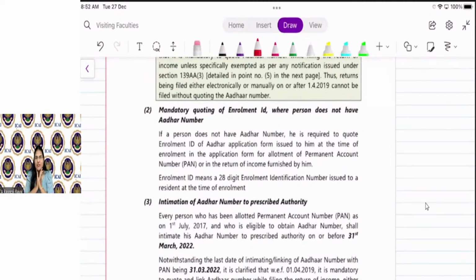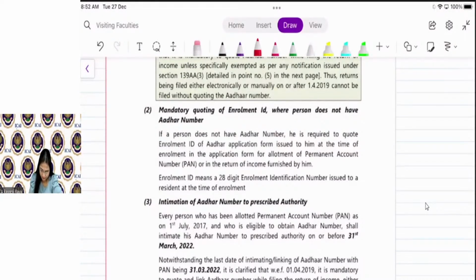Mandatory quoting of enrollment ID where a person does not have Aadhaar number. If a person does not possess an Aadhaar number but has applied for the Aadhaar number, then at the time of application, they provide you the enrollment ID. That is of 28 digits. So if the Aadhaar number is not issued, then at the time of filing return of income, you have to provide the enrollment ID.